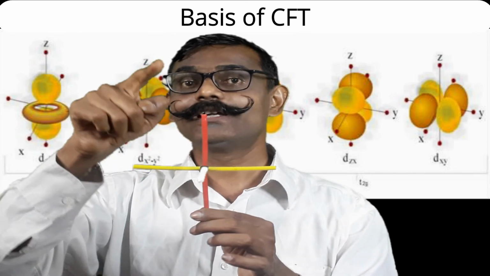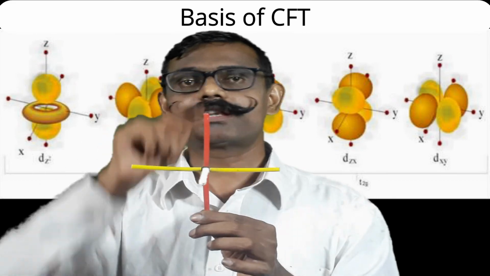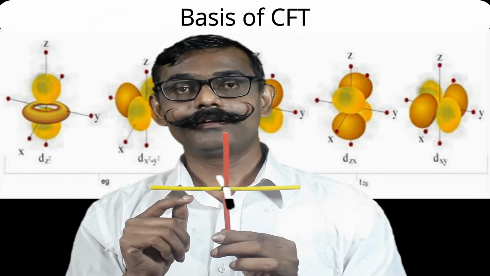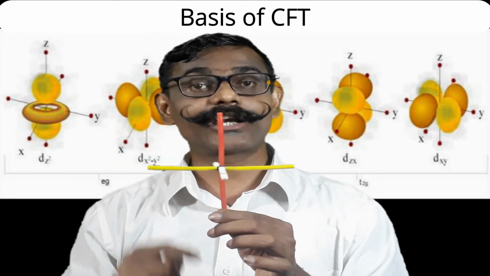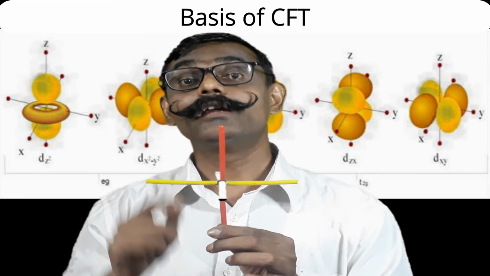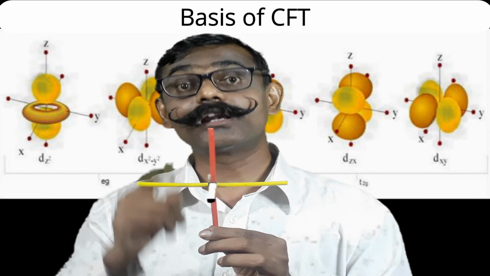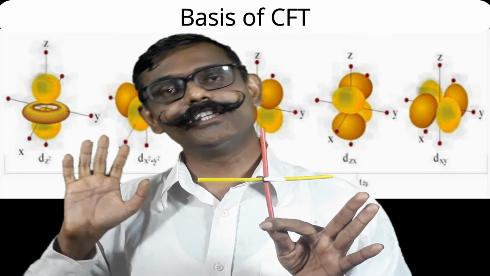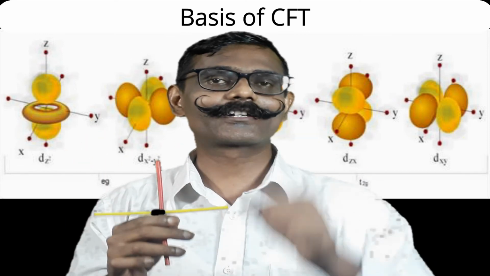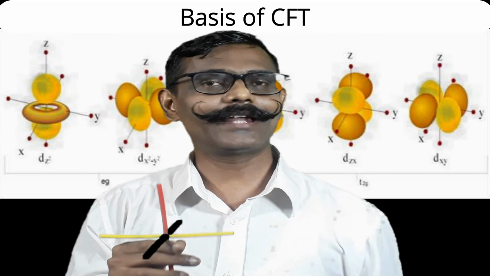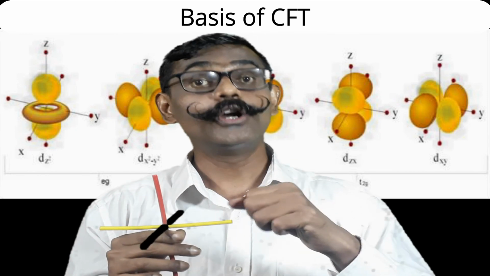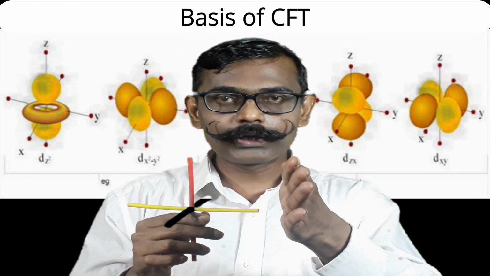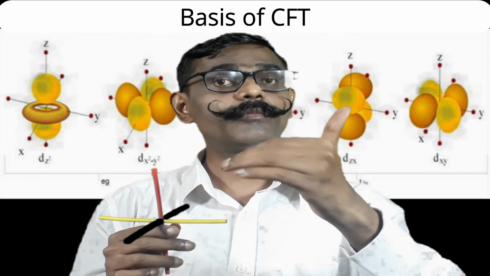If you know the shapes, then you will understand the energy change. What are the shapes? dz square orbital along z axis and in xy plane. dx square minus y square orbital along x and y axis. dyz orbital in between y and z. dxz orbital between x and z. dxy between x and y. That's the understanding. If you are with me, then the basis of crystal field theory is clear to you. Let us apply this basis of crystal field theory in order to describe the various geometries for coordination number 2 to coordination number 6 from the next part.